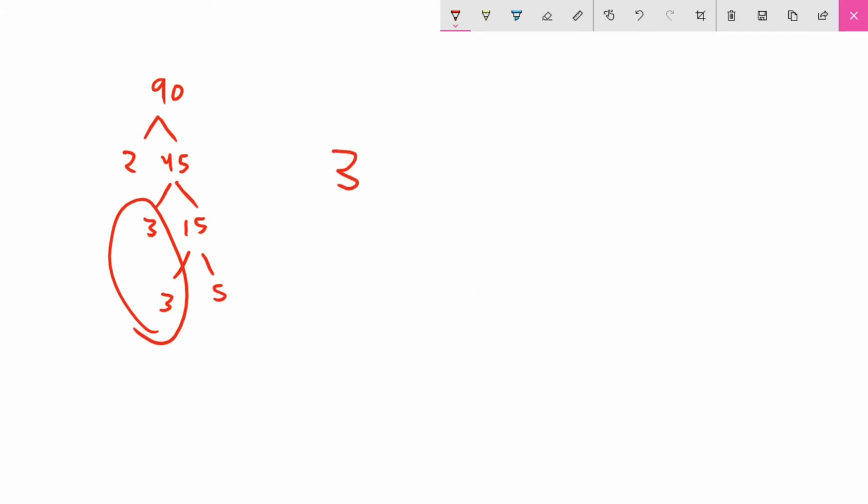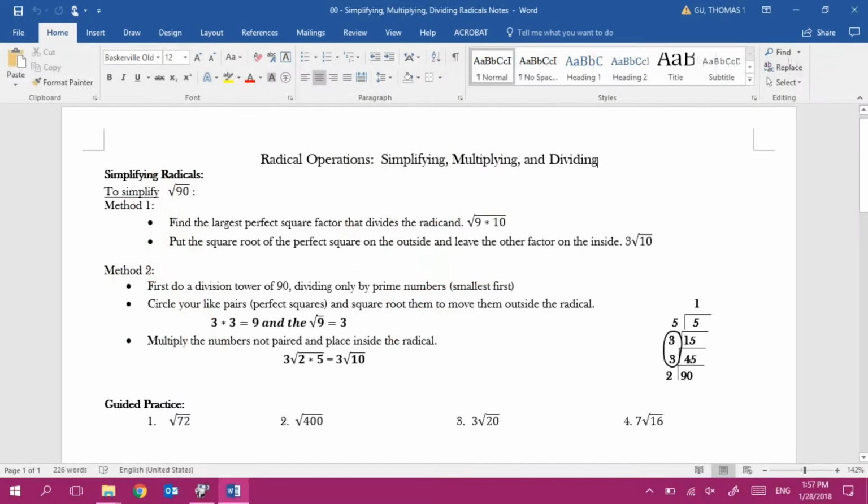So watch this. What numbers go into 90? 2 and 45. Okay, 2 is done. What numbers go into 45? 3 and 15. What numbers go into 15? 3 and 5. And are these all prime numbers? Yes, they are. That means we are done. Now all we have to do is circle the pairs. Bam, there's 1. So that's a 3. And anything that doesn't have a pair, we're going to multiply them together and put them inside the radical. So see, same idea, but just looks a little more visual. That's my secret hidden technique number 3.